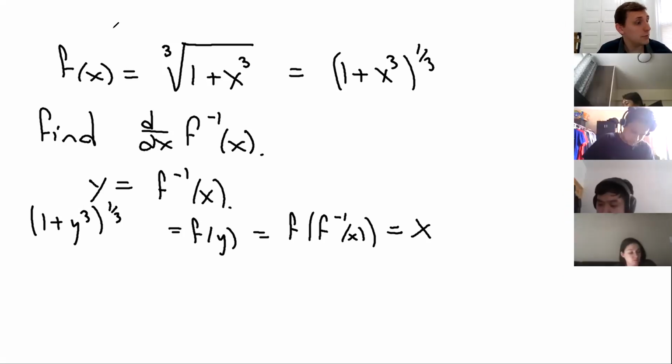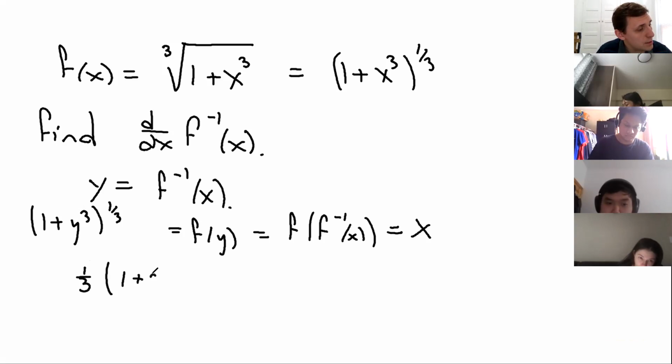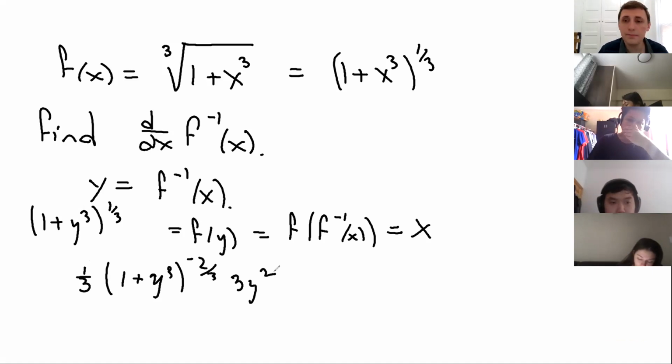Now I take the derivative of this entire expression. What do I get if I take the derivative with respect to x? It becomes 1/3 times 1 plus y cubed to the power of minus 2/3 times 3y squared times y prime.